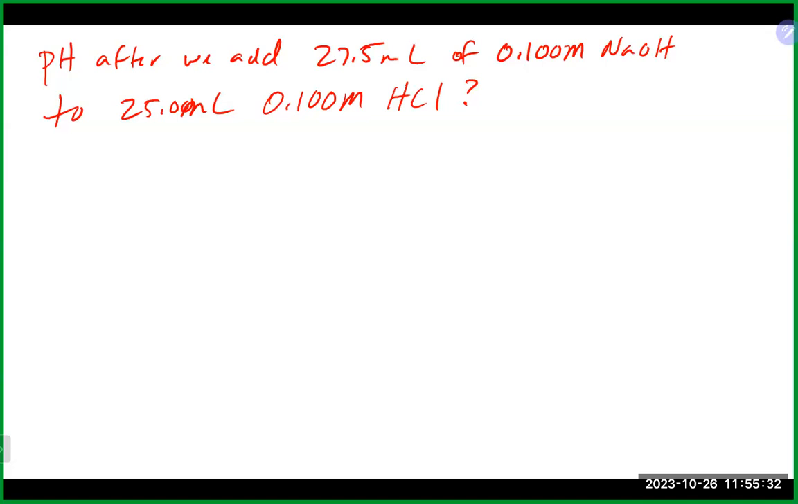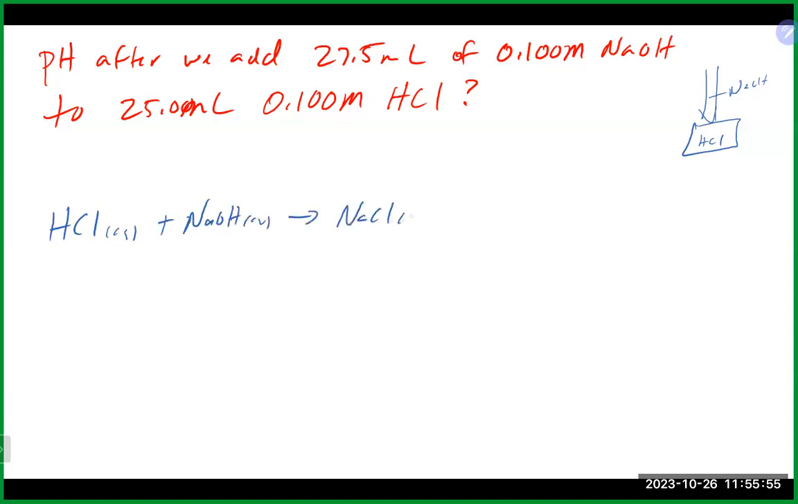All right, so we are taking a look at this one here, and it's a titration. Once again, we are adding our sodium hydroxide here to our HCl. So we're definitely going to get a reaction, and that's going to be our HCl and our sodium hydroxide here, and our sodium chloride, and a little H2O.